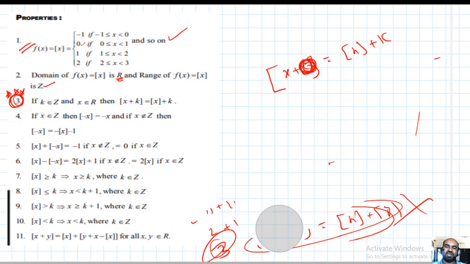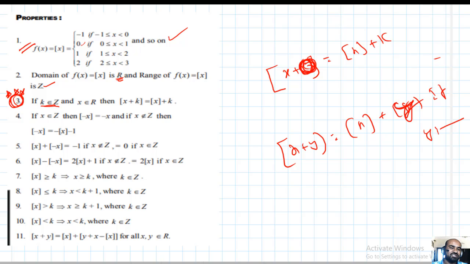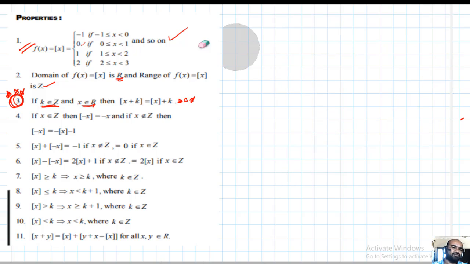Friends, again I want to say: step of x plus y equals step x plus step y if y is an integer. X and y are integers, no problem. Especially I am saying with respect to y. If y is an integer, directly you can write y integer, step of y only. That's why what is given here is important. K is an integer, negative or positive, no problem. K is an integer and x is any real number. Then step of x plus k equals step x plus k. Very important property of GIF.